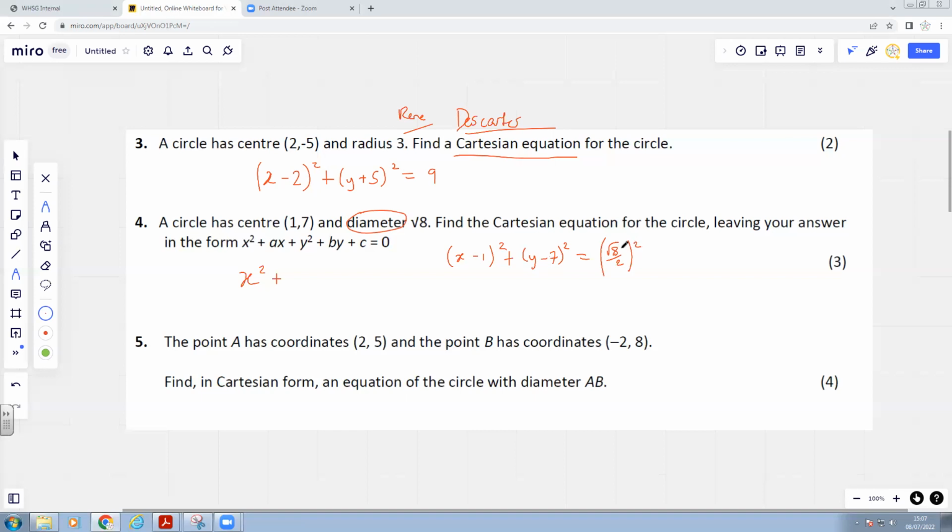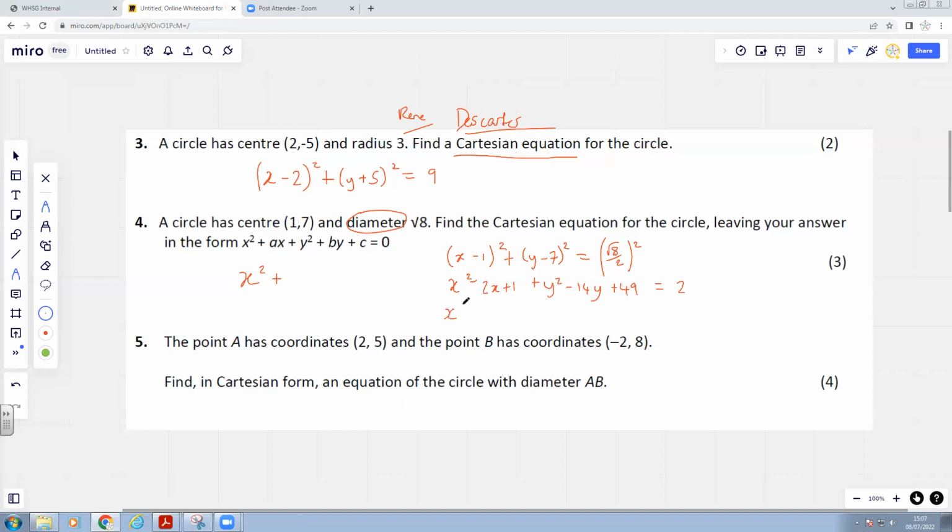Now, that's going to give you, after you square it, 8 over 4. So it's actually 2. And so we've got x minus 1 squared. In fact, I might start multiplying these out. This is the same as x squared minus 2x plus 1 plus y squared minus 14y plus 49 equals 2, because you've got the square of the square root of 8, which is 8, and the square of 2, which is 4, and 8 divided by 4 is 2.